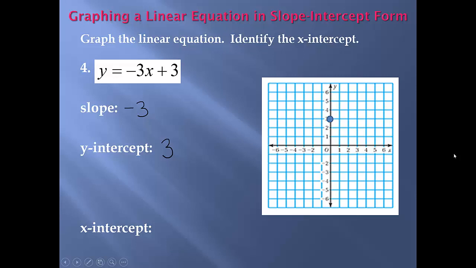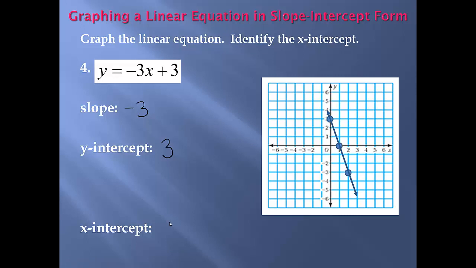Now we can use our slope to plot additional points. Our slope is negative 3, which would be the same thing as negative 3 over 1. So if we have negative 3 over 1, we can go down 3, 1, 2, 3, and then over 1. And then again from this point, we can go down 3, 1, 2, 3, and then over to the right 1. Now that we have our 3 points, we can go ahead and draw the line.